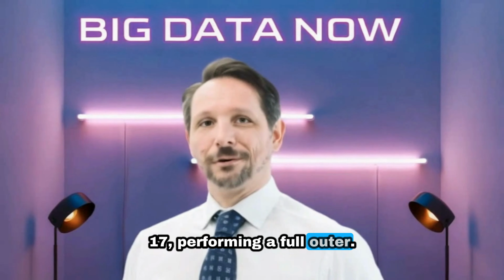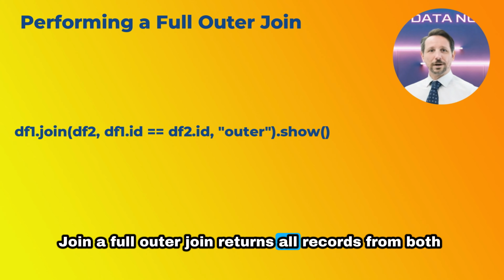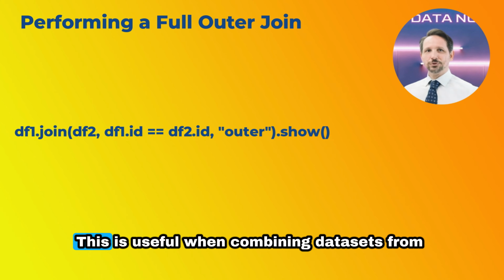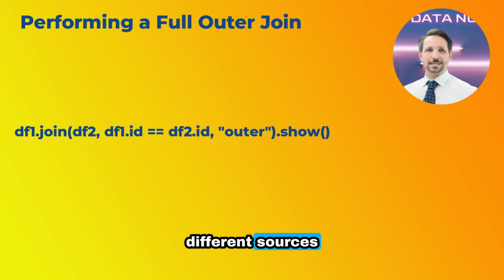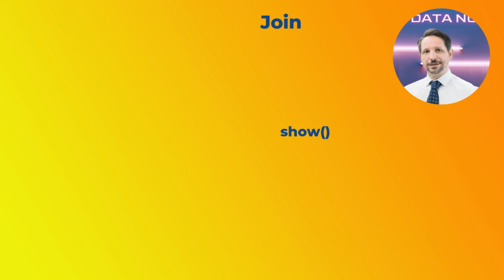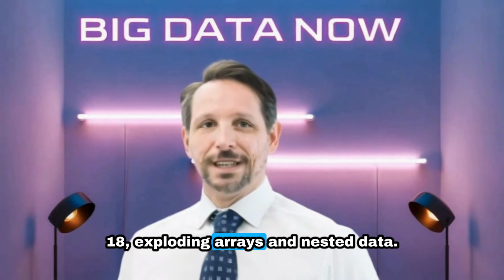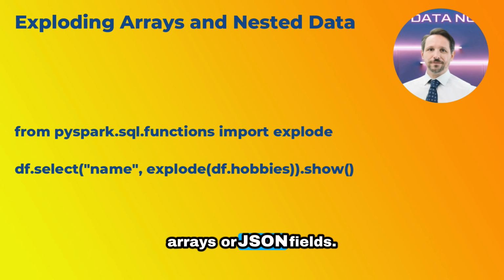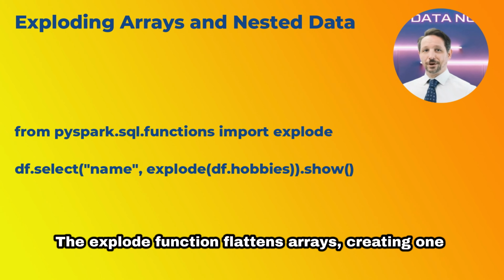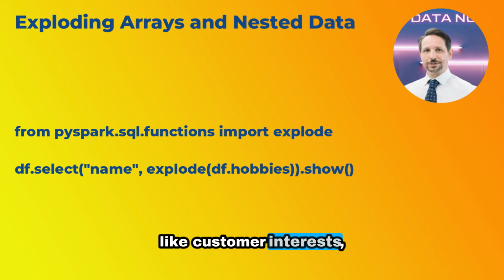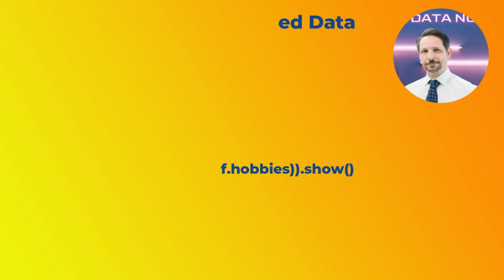17. Performing a full outer join. A full outer join returns all records from both data frames, filling in null values where there's no match. This is useful when combining datasets from different sources that might have missing or unmatched records, such as customer profiles from multiple systems. 18. Exploding arrays and nested data. Many datasets contain nested structures, such as arrays or JSON fields. The explode function flattens arrays, creating one row per element, making it easier to analyze multi-valued attributes like customer interests, purchase history, or IoT sensor readings.